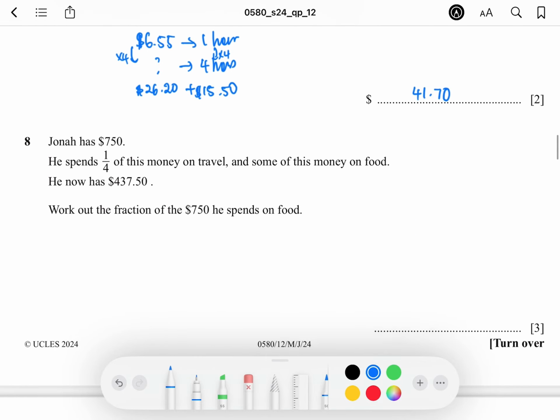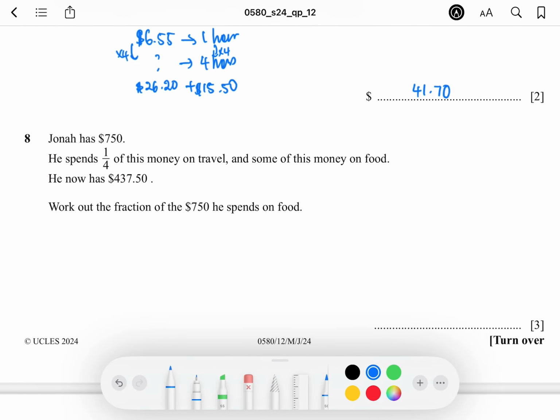Okay. Alright, next question. Jana has $750. He spends a quarter of this money on travel and some of this money on food. He now has $437.50. Work out the fraction of the $750 he spends on food. Number 750, 1/4, any other number? Any other number? No. Nope. Okay. So tell me what's the story about this one.